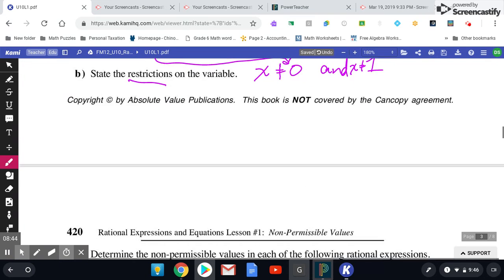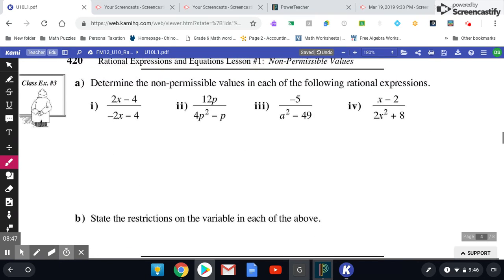All right, turn the page. So, to determine the non-permissible values, all you have to do is look at the denominator. We're going to factor the denominator every time. Always factor first. Notice I changed that to a +2 because a negative times a positive gives me back the original. From this expression, I can just look here and say the non-permissible value is x equals -2 because a -2 plus 2 would give you a 0.